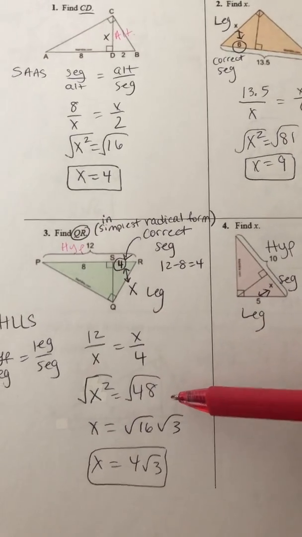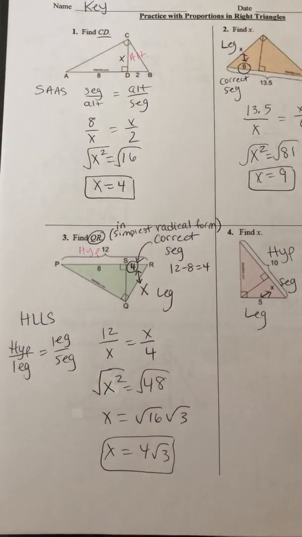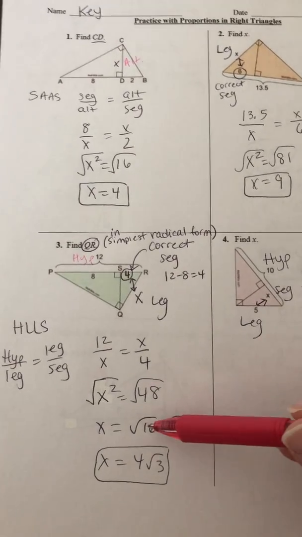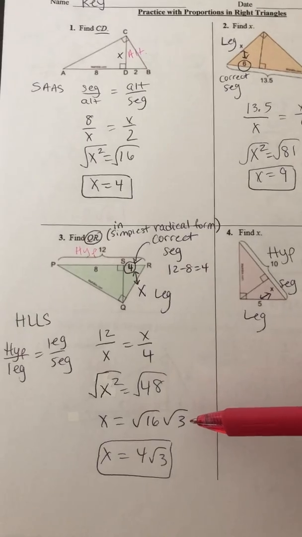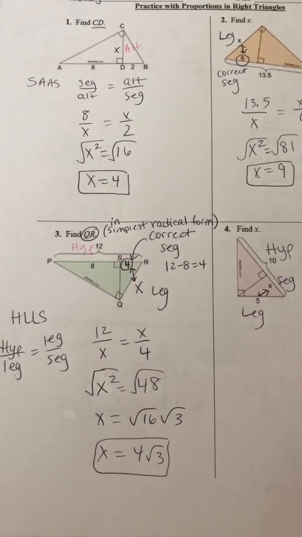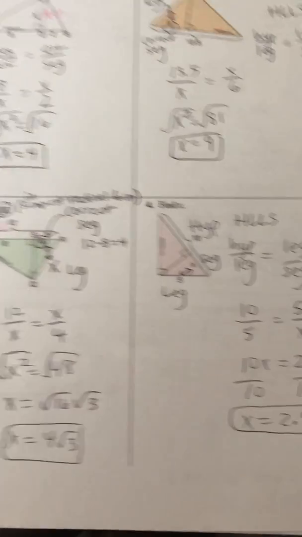When we get to the square root of 48, we find the largest perfect square that goes into 48. 16 times 3 is 48. 16 is the perfect square, 3 is the non-perfect square. Square root of 16 is 4. Bring down the square root of 3. The answer is 4 radical 3.